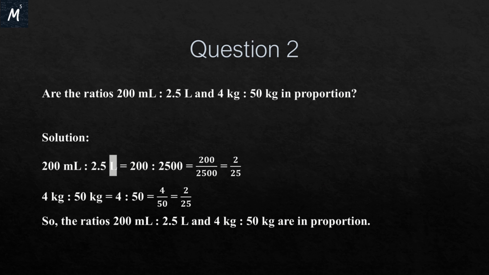Second type of question: are the ratios in proportion? In this one, the difference is that the units are different over here, milliliter and liter. In the second ratio, both the units are kg, but in the first one, they are different. So we'll do the conversion here. 200 ml is to 2.5 liter. When 2.5 liter is converted to milliliter, we get 2500 milliliter. So the ratio becomes 200 is to 2500. After simplifying, we get 2 is to 25. And 4 kg is to 50 kg is also in simplest form 2 is to 25. So they are in proportion.